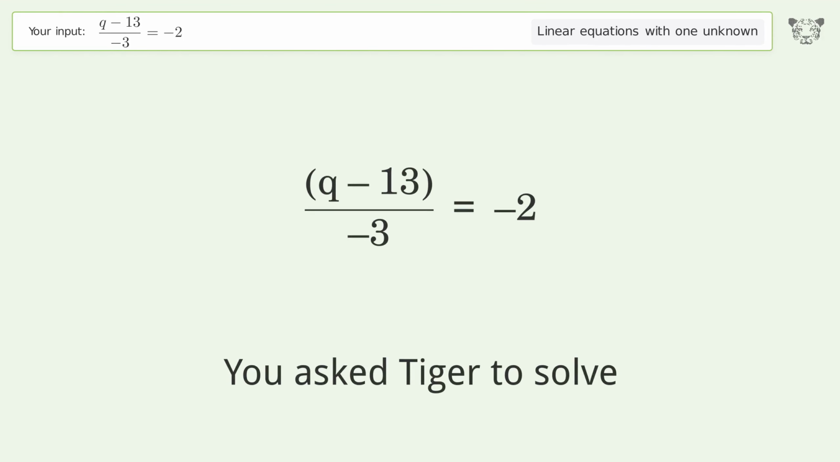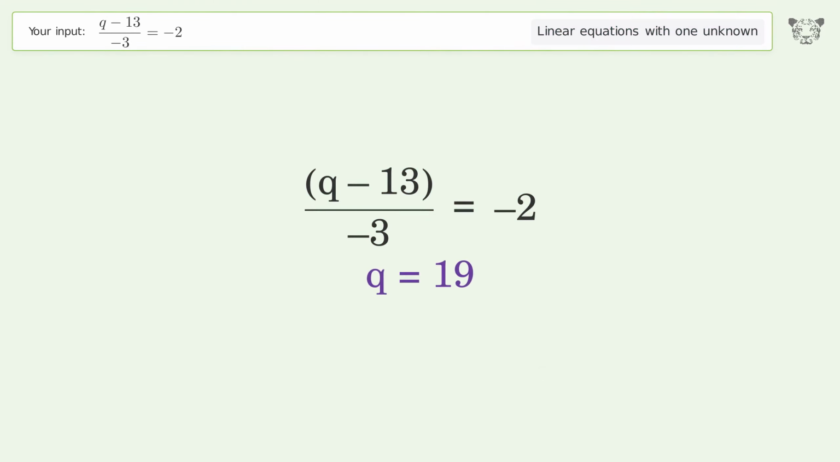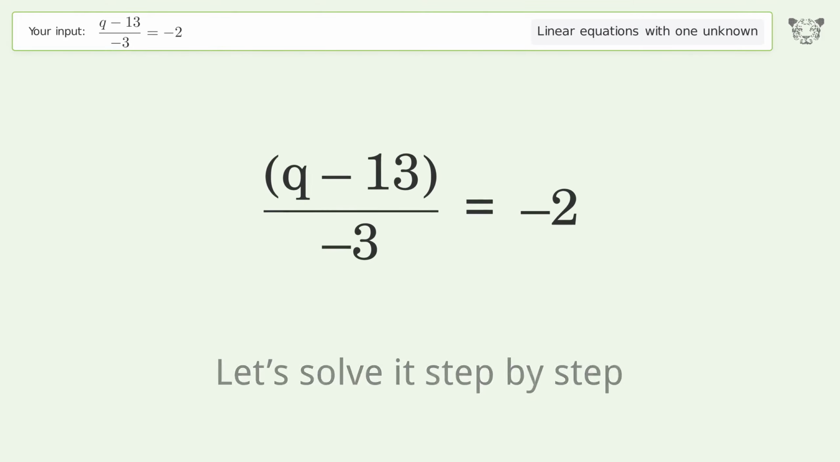You ask Tiger to solve. This deals with linear equations with one unknown. The final result is q equals 19. Let's solve it step by step.